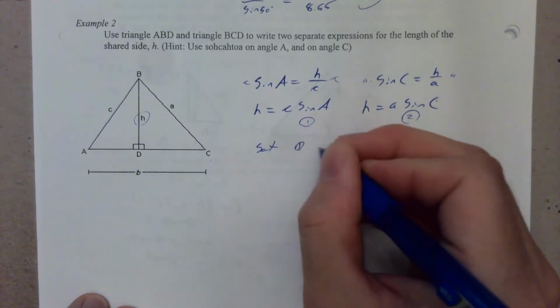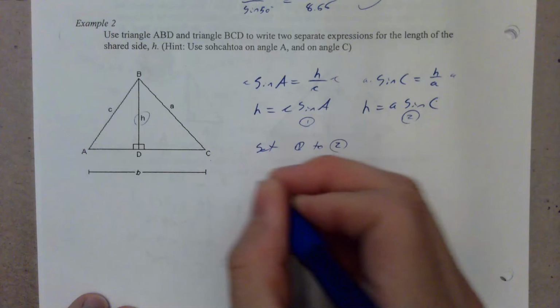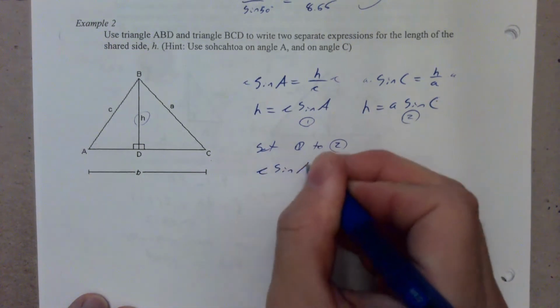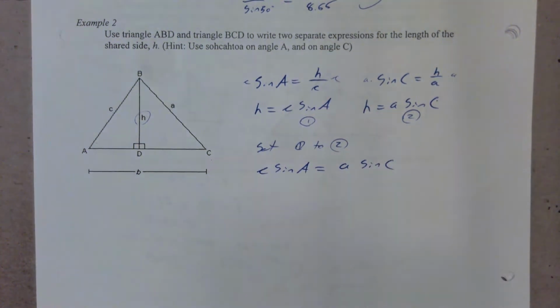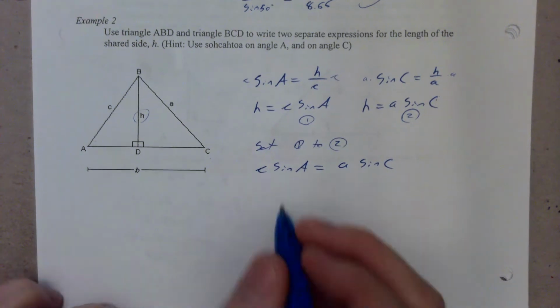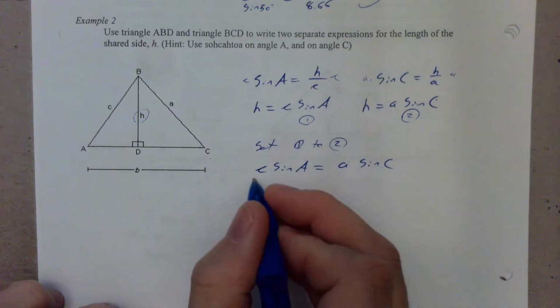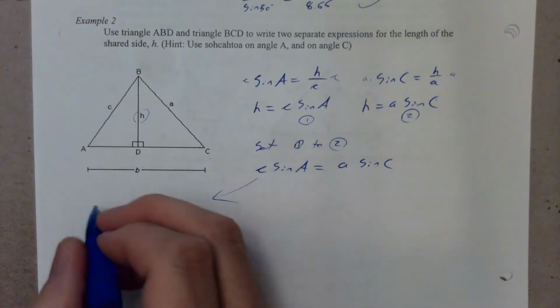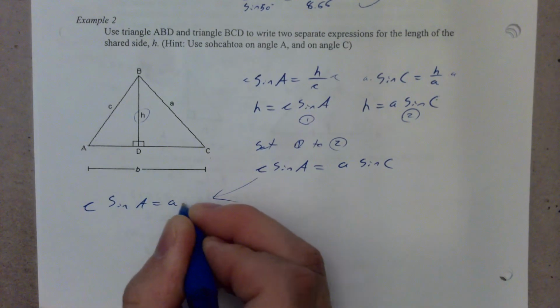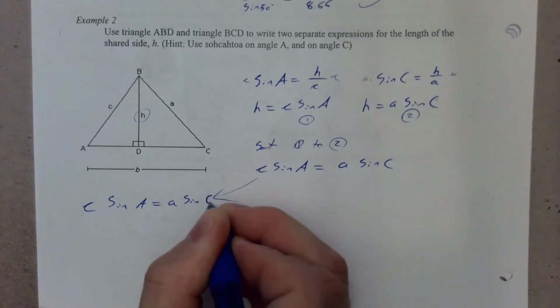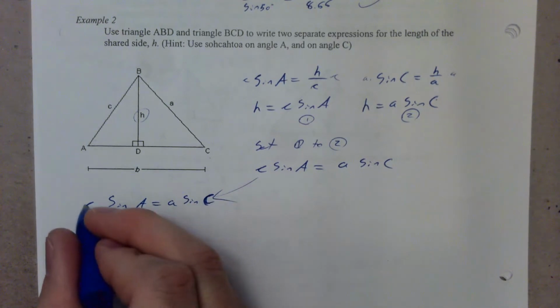We set statement 1 equal to statement 2, and we get that C times the sine of A is going to equal A multiplied by the sine of C. Now, this is actually a version of the sine law. It's not a very popular version of the sine law. The more popular versions of the sine law would occur if we just reciprocate. Right, this is angle C right here, that's side length C.